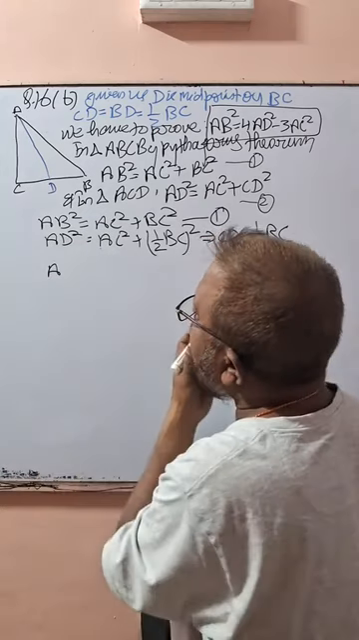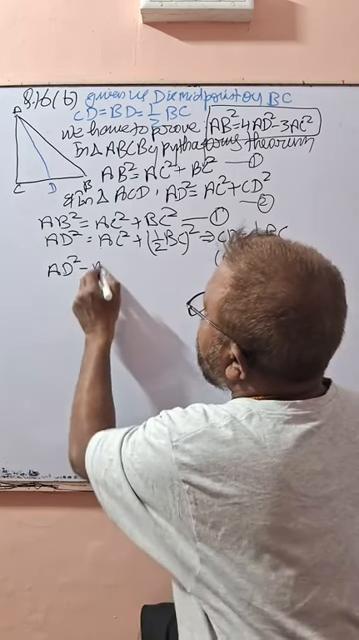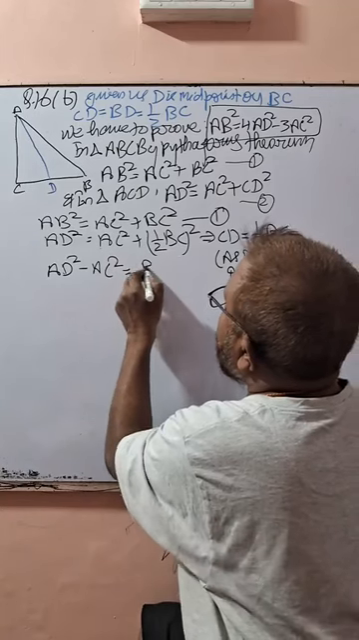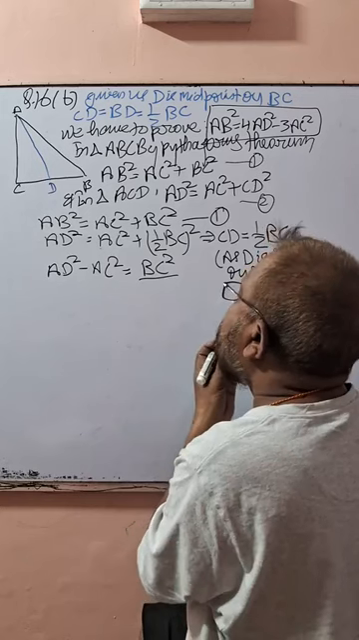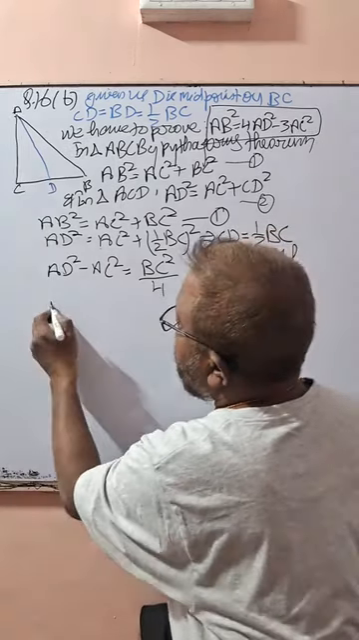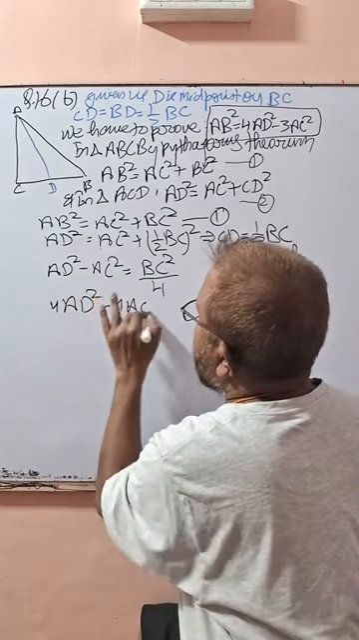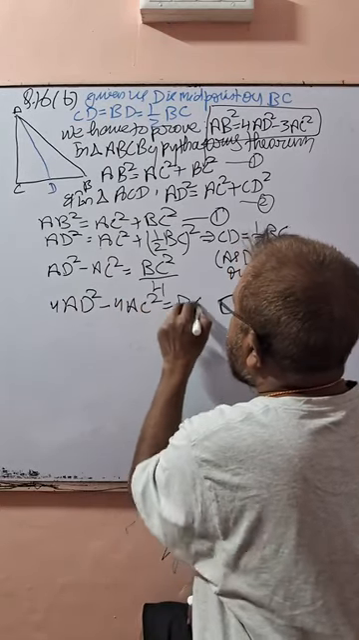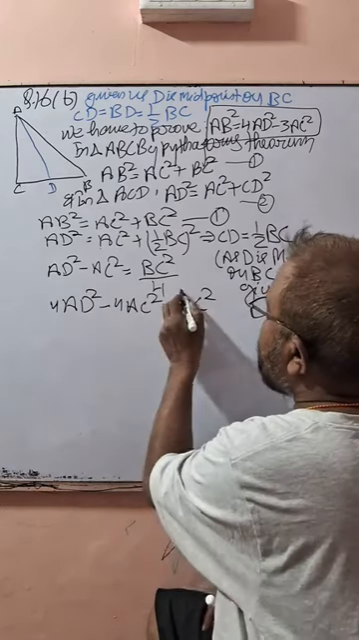So it becomes AD square minus AC square is equal to BC square upon 4. So we can write 4AD square minus 4AC square is equal to BC square. Right.